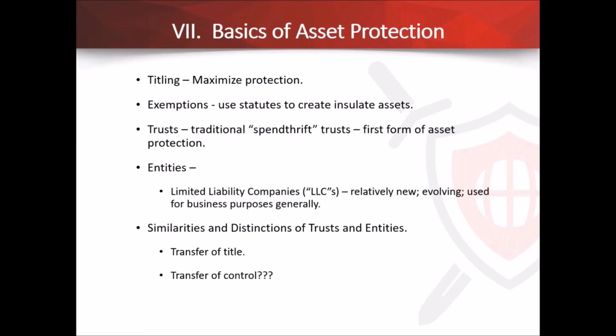There's exemptions. Exemptions are exempt assets where you can just buy them in your own name. And if you're not subject, at the time, to any claims or litigation, the asset's exempt from future claims. So if you buy life insurance, for instance, in Florida, the value, what's called the cash value, is generally exempt from the creditors of the insured. In some states, it's not the creditors of the insured, it's the creditors of the beneficiary. Depends on the state.